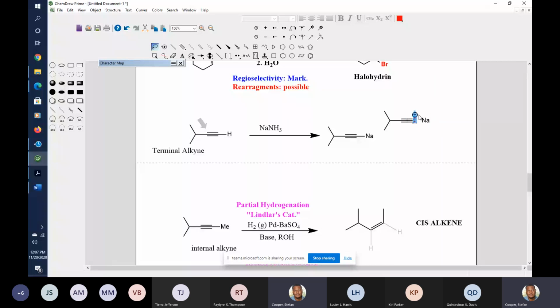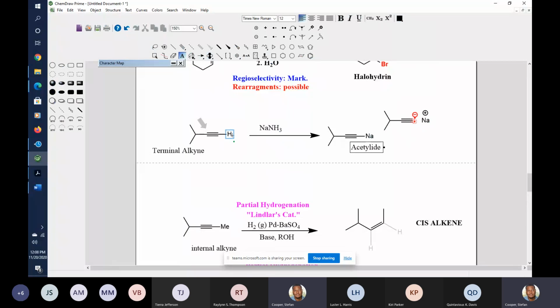All right, and that's why it's going to have this form of minus charge. And the sodium is just a cation, so it's going to carry a plus charge. Right? These are the same thing. All right. This is known as an acetylene.